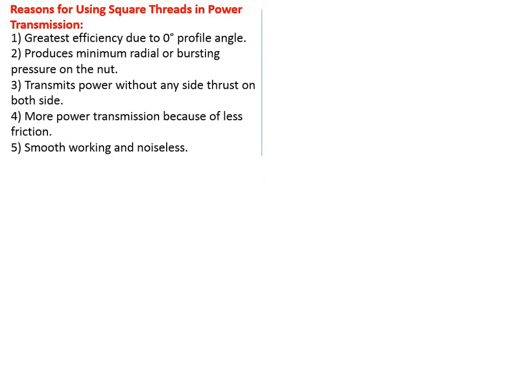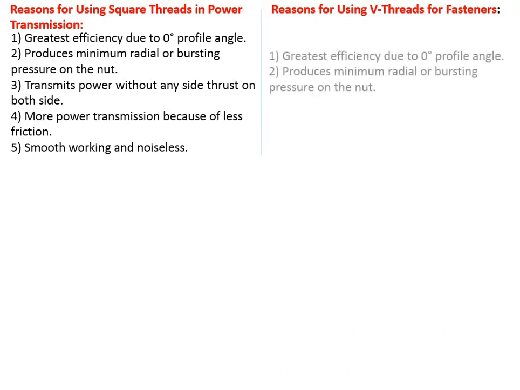So these are the various reasons for using the square thread. There is a side thrust on both sides in the case of a trapezoidal thread, acme thread, or buttress thread, but in the square thread there is no side thrust. That's why square threads are more used in power transmission, and they also have smooth and noiseless working.